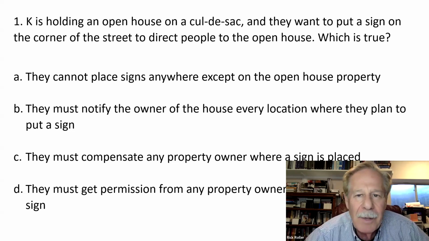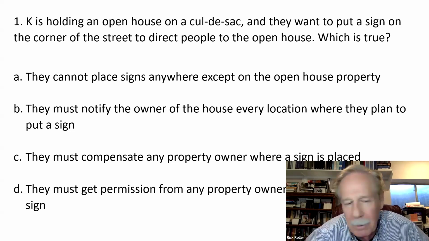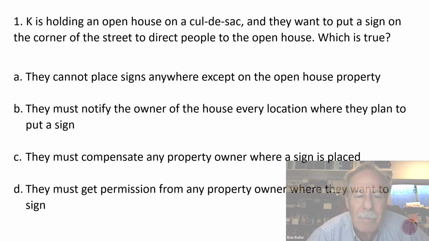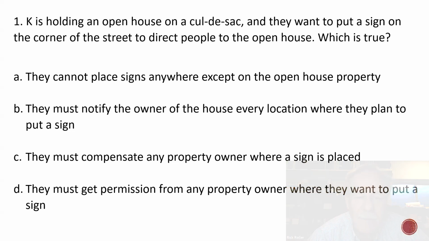So Kay is holding this open house. What is true? They cannot place signs anywhere except on the open house property? No. They must notify the owner of the house every location where they plan to put up a sign? Why would the owner care? I mean, you're putting these signs up on other people's properties, usually to bring them into the neighborhood. They must compensate? No. And they must get permission. So the correct answer to this one is D.